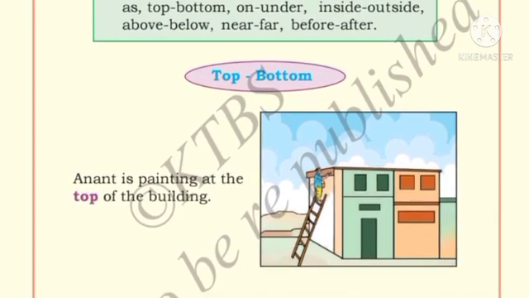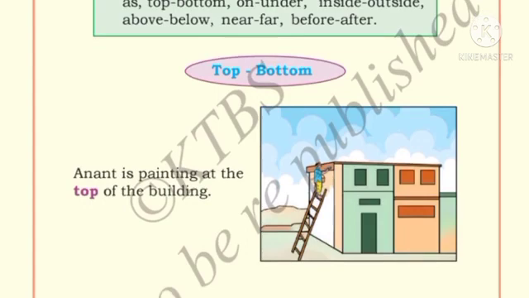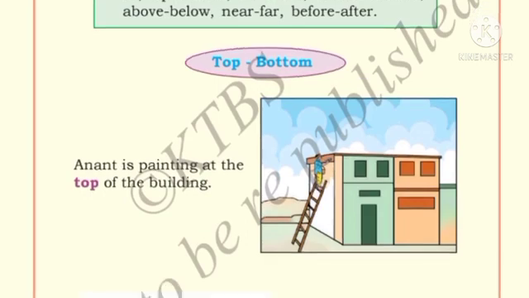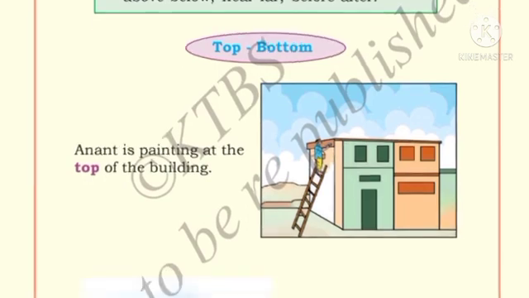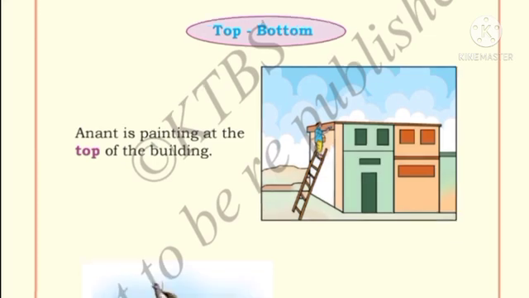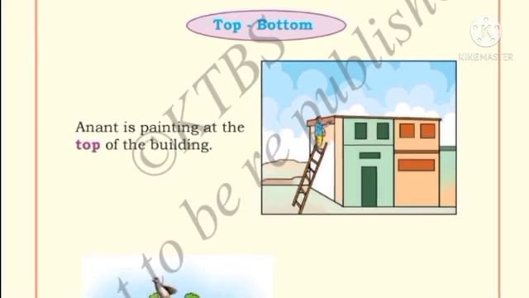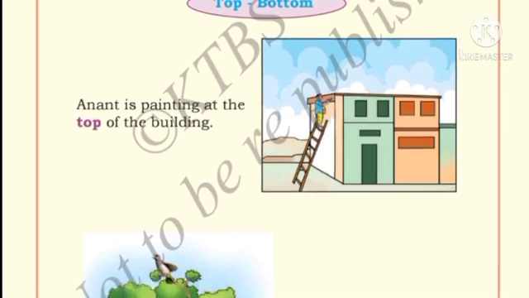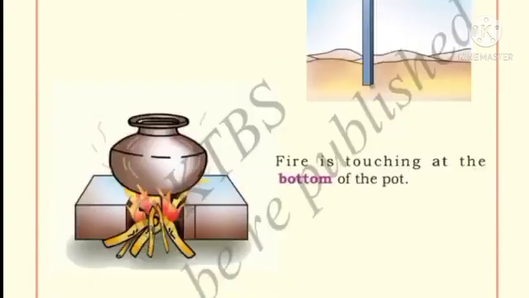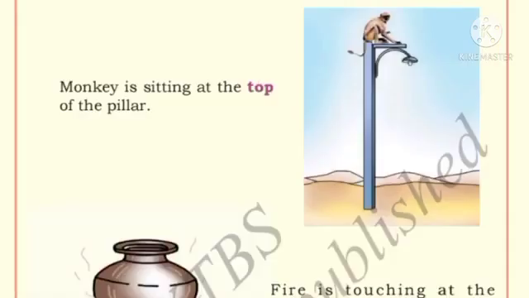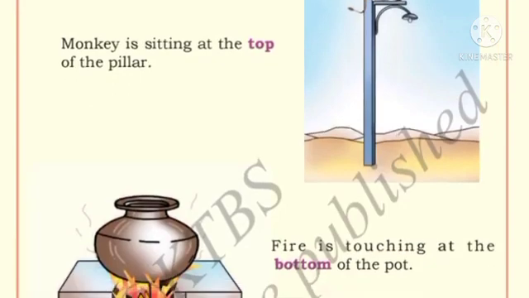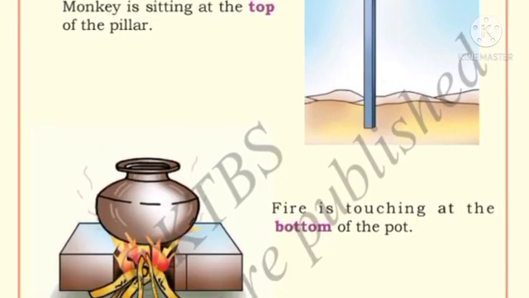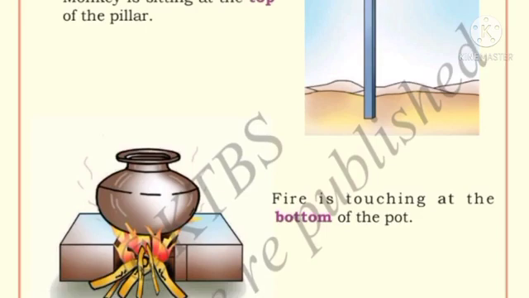Now first is top and bottom. Top means upside, bottom means downside. Here in this picture you can see Anant is painting at the top of the building. As I have told you, top means at the upside. So Anant is painting the building at the upside. Here a bird is sitting on the top of the tree. The bird is sitting on the upside of the tree. See here, more examples are there. The monkey is sitting at the top of the pillar, right? See, where is the monkey sitting? The monkey is sitting at the top of the pillar.